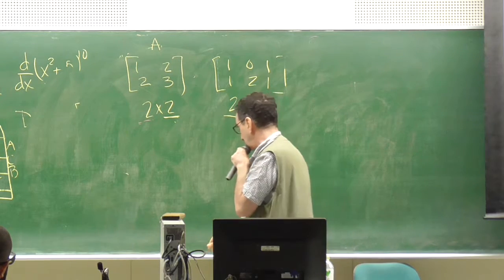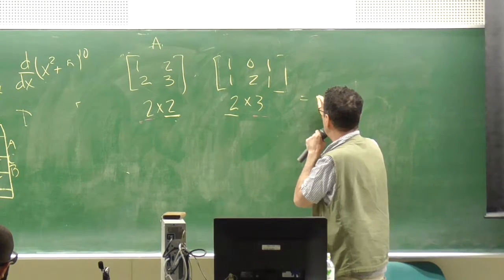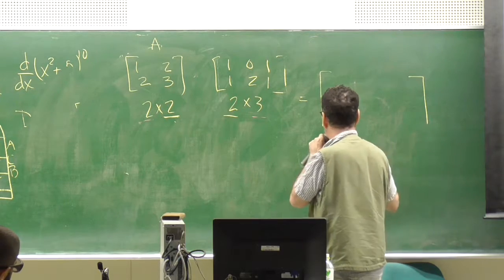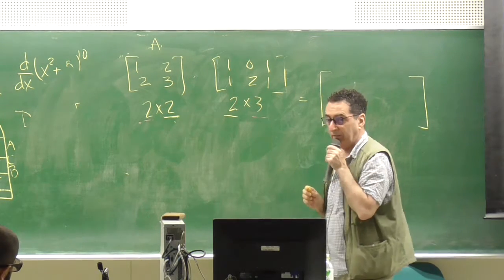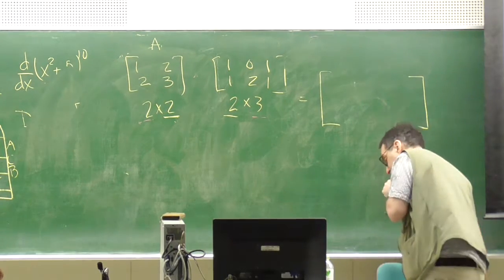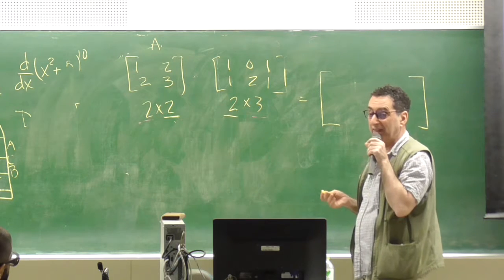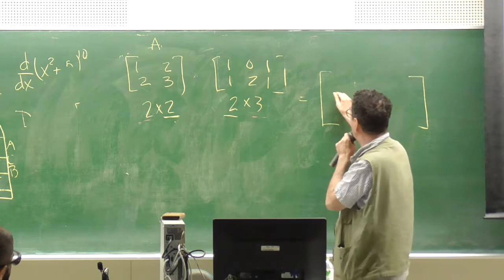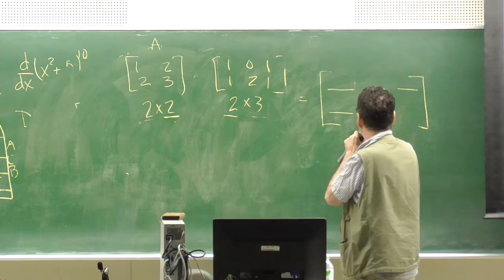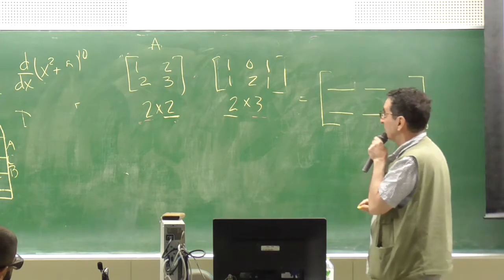Now how do you get these entries? Already I know that the result is going to be a 2 by 3, so it's going to look something like that. That means there are going to be 6 entries in this matrix. Let's just draw a line for each one: this is one of them, another one, another one, another one, another one, another one. So we have to fill these in. How do you do it?